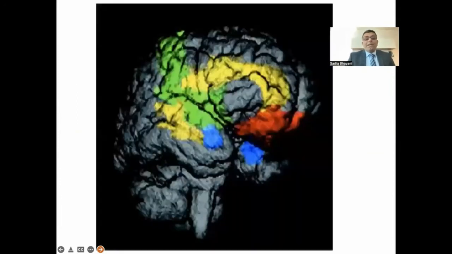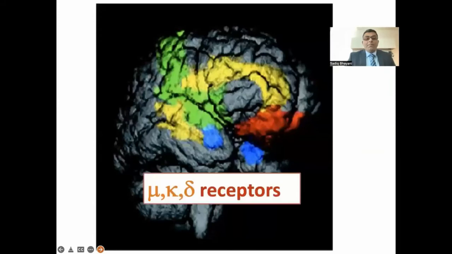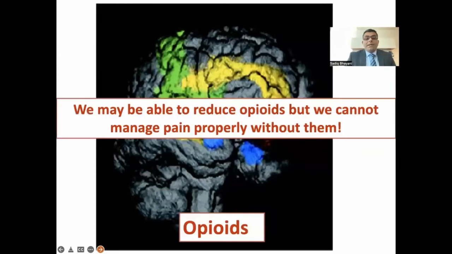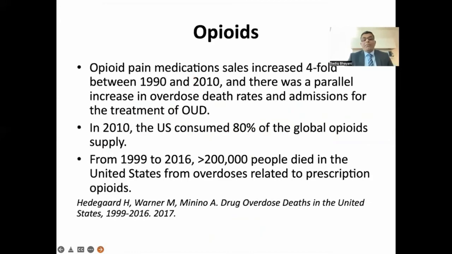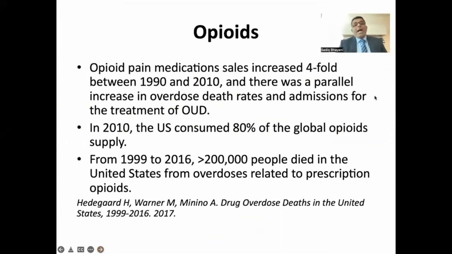Opioids. Now we all know opiates are a cornerstone for acute post-operative pain, and we know they work on the kappa and delta receptors. We may be able to reduce the opioids, but we cannot manage pain properly without them, because they play a role in acute post-operative pain management. There have been talks about using opiate-free anesthesia, which is possible. But having said that, we will have to implement many things, and the analgesic efficacy may not be similar to when you use opiates.